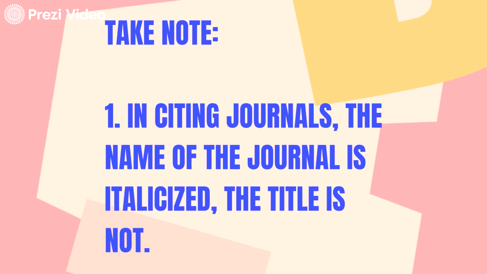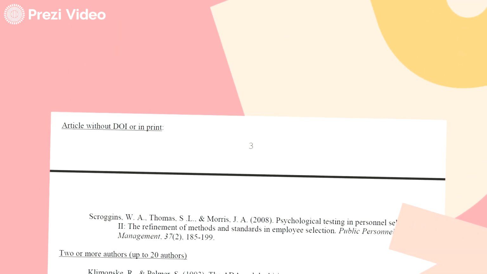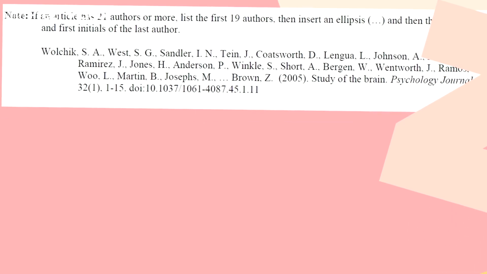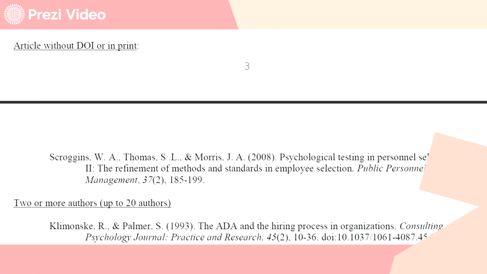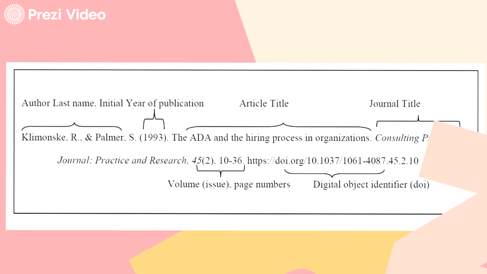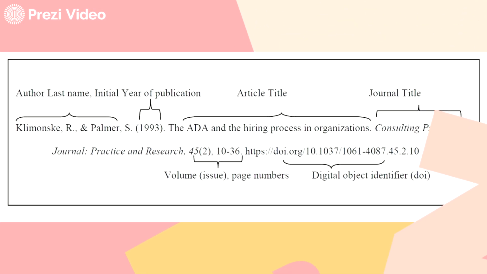So take note that in citing journals, the name of the journal is italicized, while the title is not. Remember, the name of the journal is italicized, but the title is not. Just like here. You can see the title of the article, the ADA and the hiring process in organizations, is not italicized. Instead, it is the journal name, Consulting Psychology Journal, Practice and Research, that is italicized.